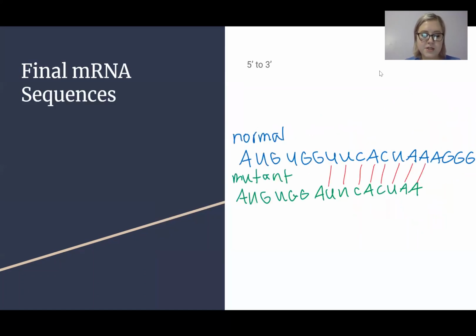By reading this mutation by the original reading frame, we can see that the mRNA coding sequences for each protein are as written and that the letters line up after the insertion. AUG, UGG, UUC, ACU, AAA, GGG versus the mutant AUG, UGG, AUU, CAC, and UAA.